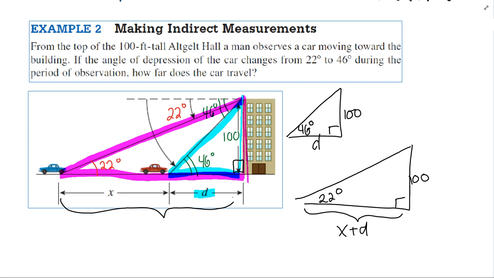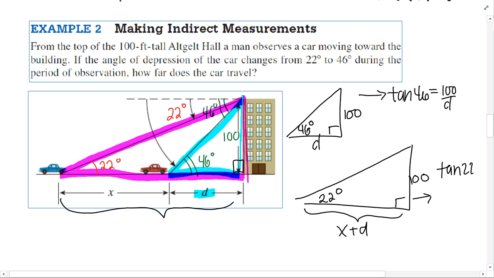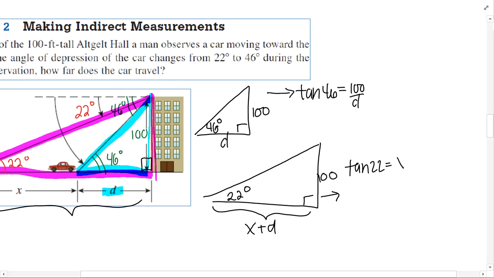We can write two equations here. Both of these are going to be using tangent. We have opposite and adjacent. So this one would be the tangent of 46 is equal to 100 over d. Okay, this one is going to be the tangent of 22 equals 100 over x plus d. Okay, let's solve for d here.